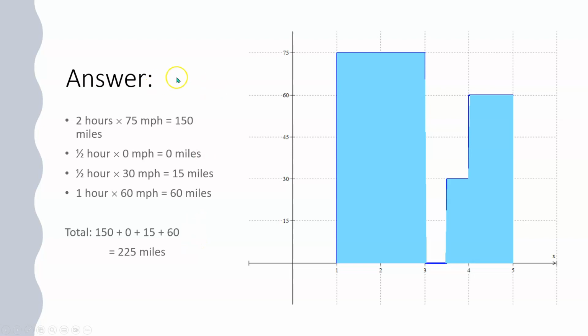Now, this particular example is unrealistic because you can't really go instantaneously from 75 to 0. If you're going 75 miles per hour and then the very next instant you're going 0 miles per hour, that's kind of a problem. You're going to go through the windshield or something like that. You can't even instantaneously go from 30 up to 60. You got to rev up to it.